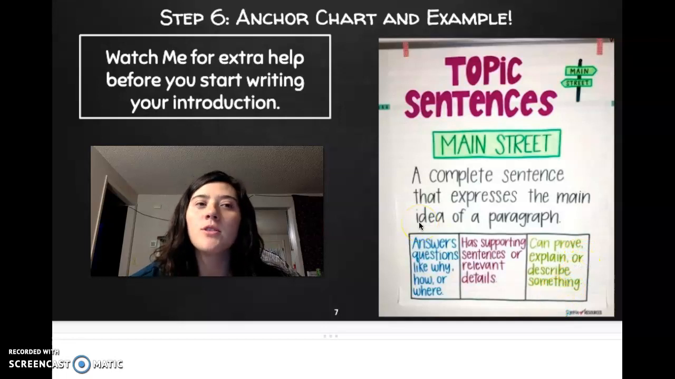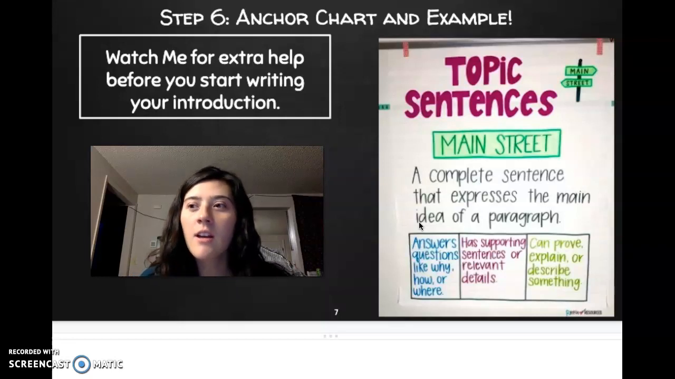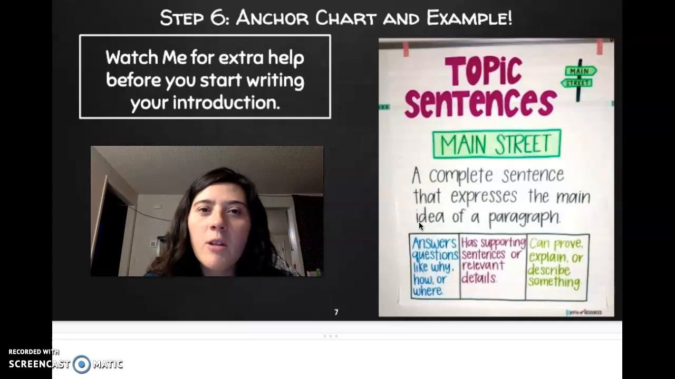So if I were to hook the reader about why I'm good at softball, I could use an example of, have you ever wondered what you're really good at? Well, something that I'm really good at is playing softball, and these are the reasons why. And then I would go into my key details about why I'm good at that sport.